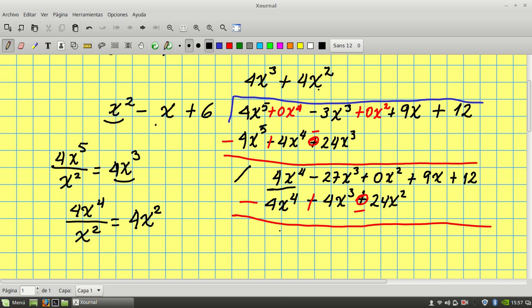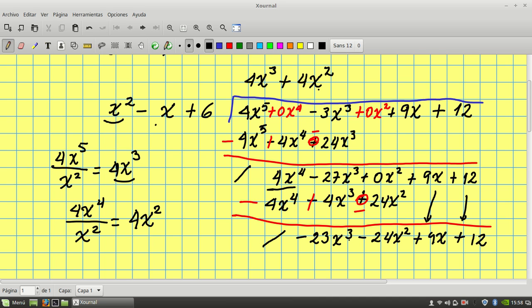So 4x to the 4th power minus 4x to the 4th power cancels. Negative 27x cubed plus 4x cubed is going to be negative 23x to the 3rd power. Here, x squared minus 24x squared gives minus 24x squared. And then I have to bring down 9x plus 12.